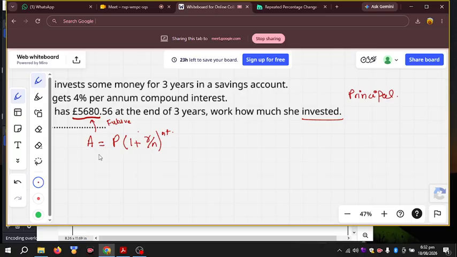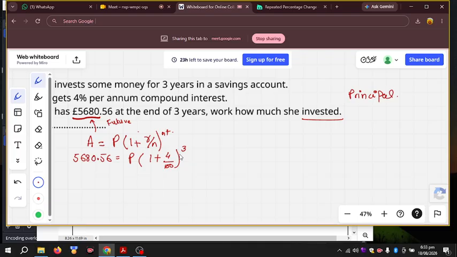So what we need to do is, you can see that we have to find out the principal amount. So we are just going to substitute the values. The actual amount is given to you, which is 5,680.56 pounds. We have to find out the principal amount, so write down the principal amount as it is. And 1 plus R over N, they're talking about the percent, the rate of interest, which is 4% per annum. So it is 4 upon 100, and the time period is given to you, which is 3.